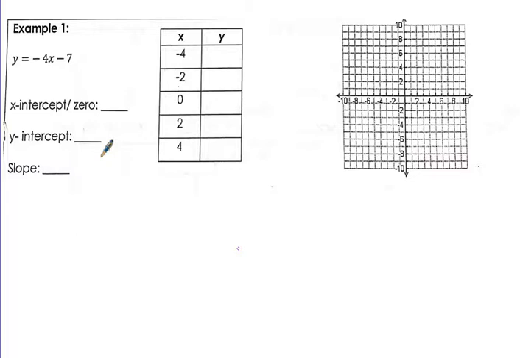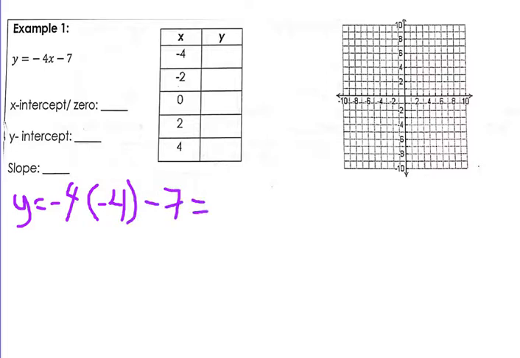So our equation is y equals negative 4x minus 7. So our first x is negative 4. So I'm going to replace x with negative 4. So I have negative 4, and then x, which is also negative 4, minus 7. So negative 4 times negative 4 is 16. 16 minus 7 is going to be 9. So when x is negative 4, y is 9.